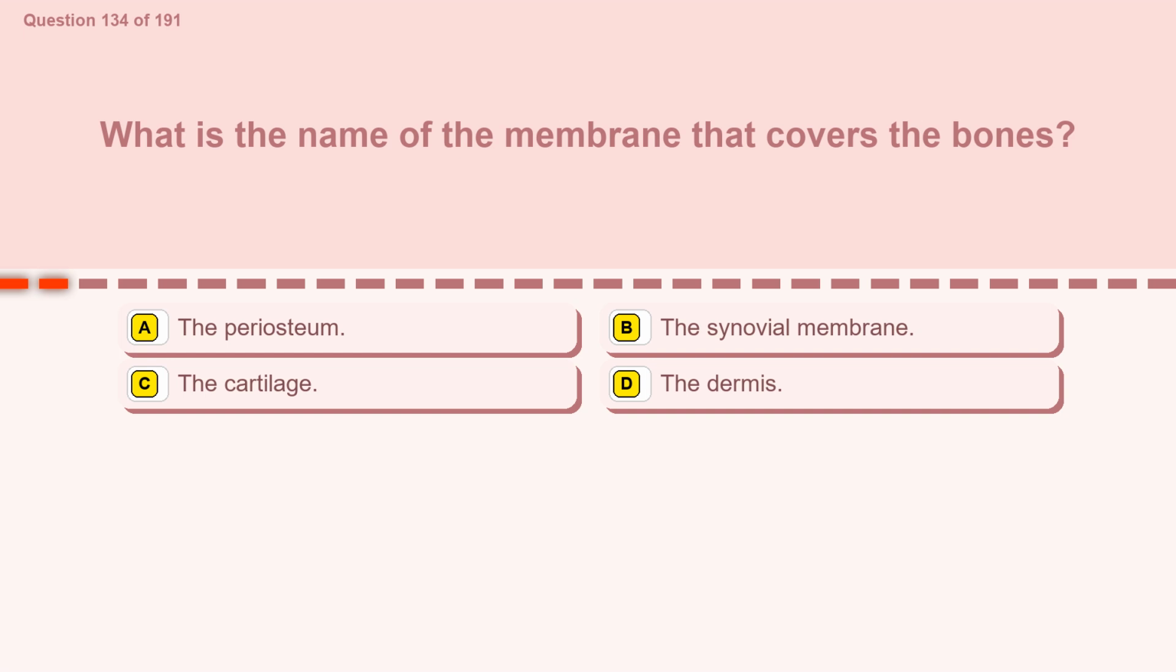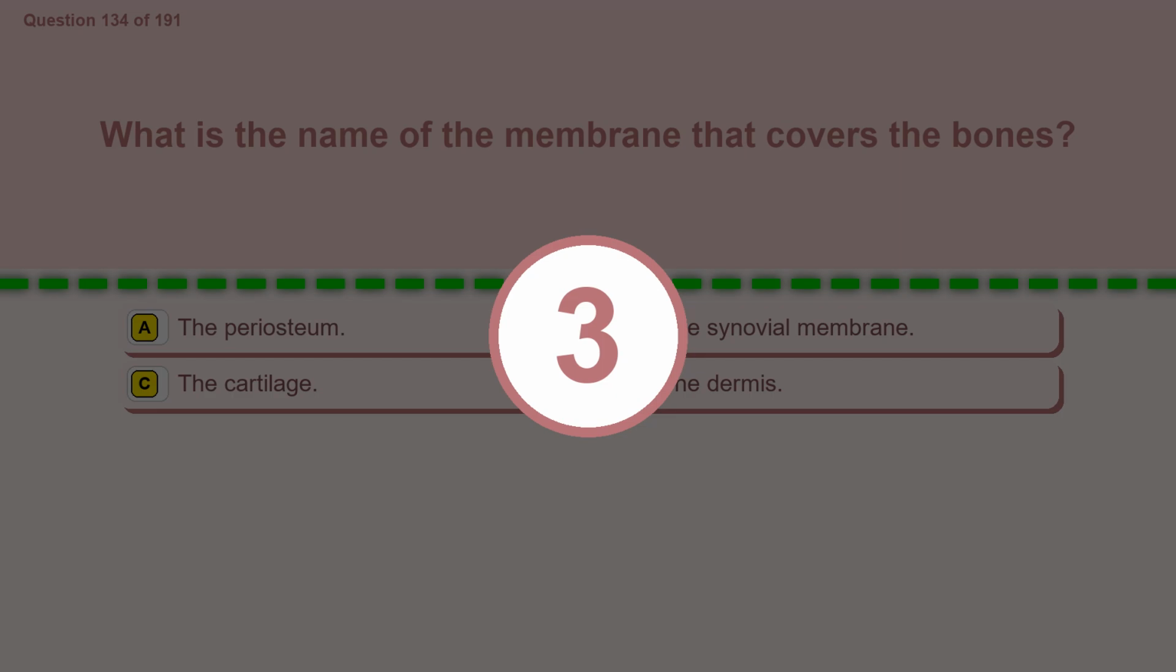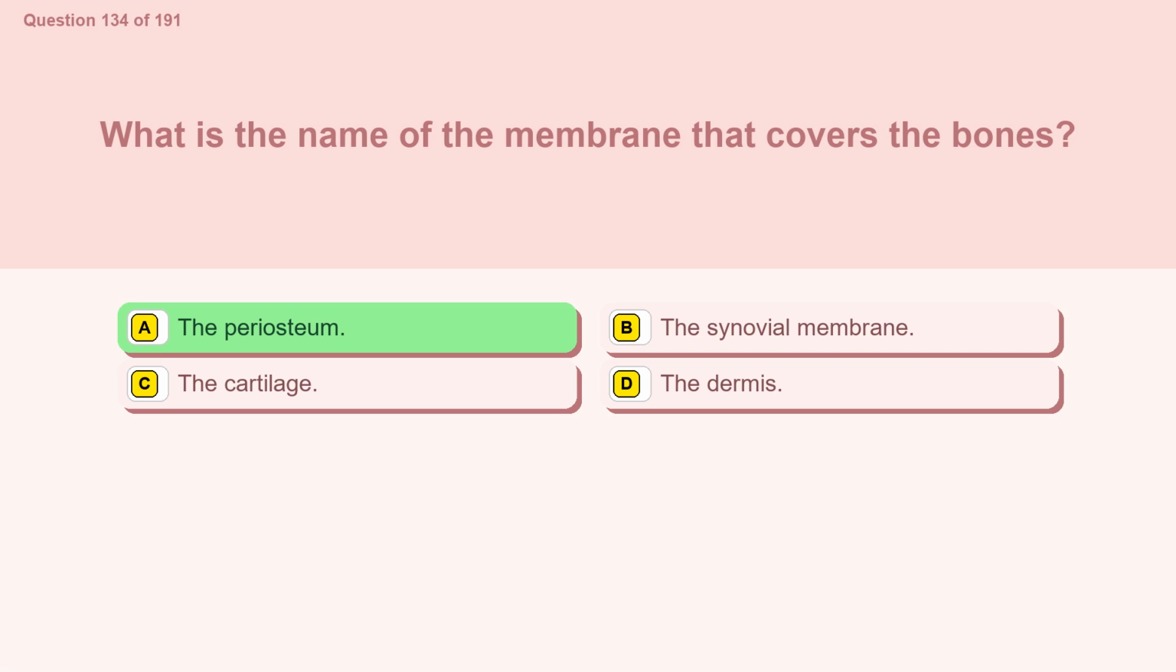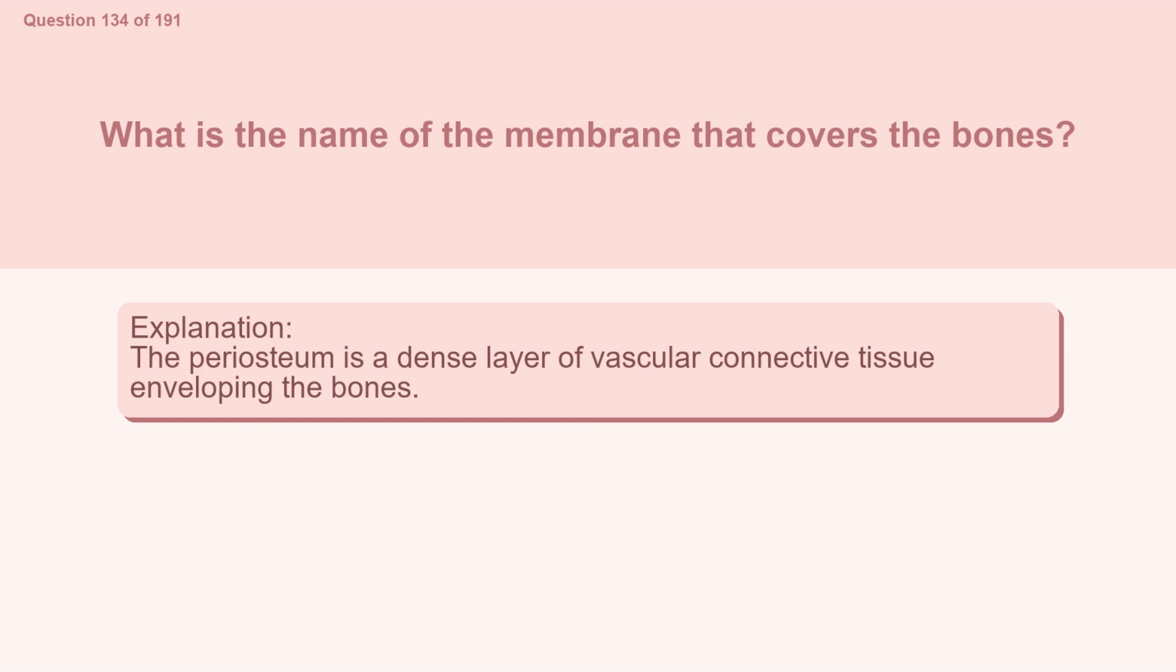Question 134. What is the name of the membrane that covers the bones? Option A, the periosteum. Option B, the synovial membrane. Option C, the cartilage. Option D, the dermis. The correct answer is option A, the periosteum. The periosteum is a dense layer of vascular connective tissue enveloping the bones.